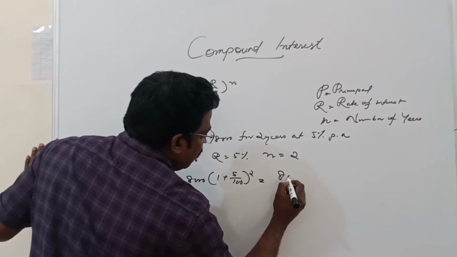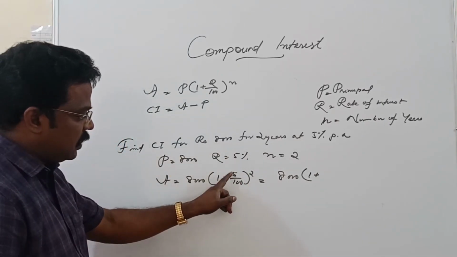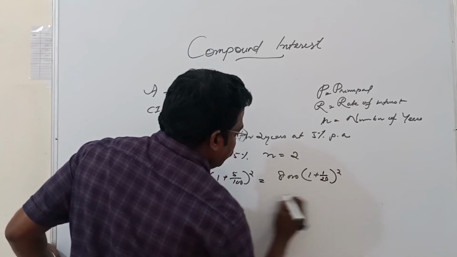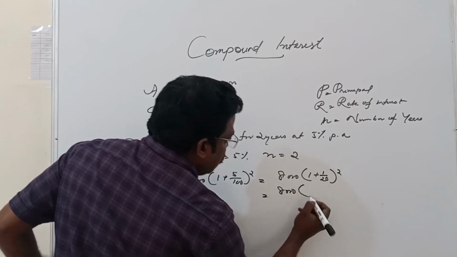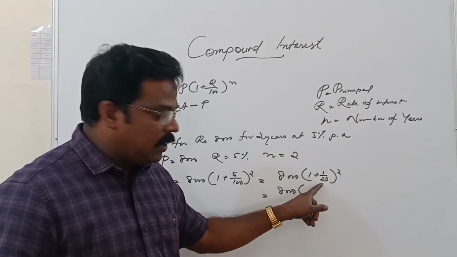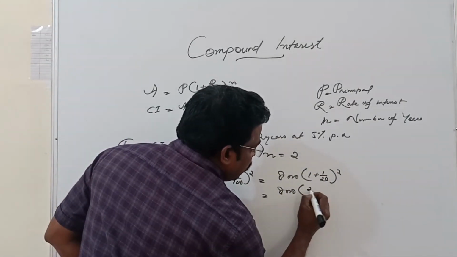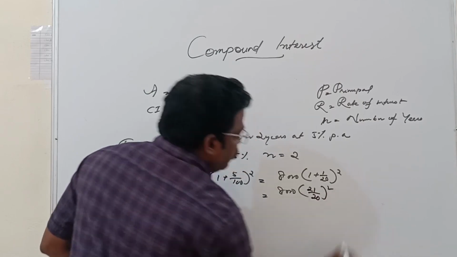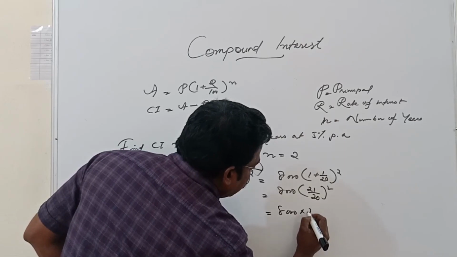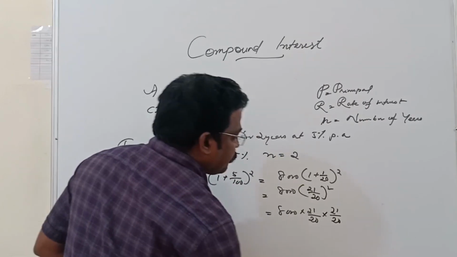So here 8,000 into 1 plus this 5 by 100, we can cut with 5, it will become 1 by 20 raised to 2. So this 8,000, this 1 plus 1 by 20. So this 1 means the denominator is 20, that is why 20 by 20. So 20 plus 1, 21 by 20 all raised to 2. So here 8,000 into 21 by 20 into 21 by 20.